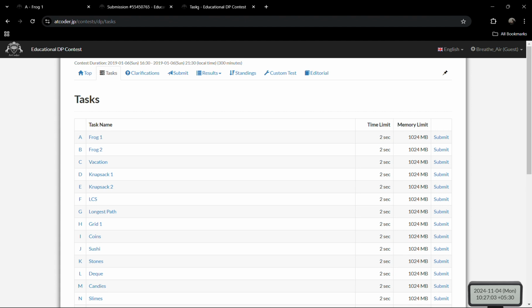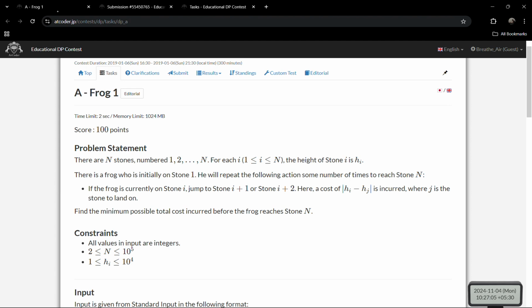So that is it. And this is our question. There are n stones. This is probably the first question you all will solve, or would have solved, related to DP when you started to practice DP. So it goes like this: there are n stones numbered 1 to n. For each i, where 1 <= i <= n, the height of stone i is h_i. There is a frog who is initially on stone 1.